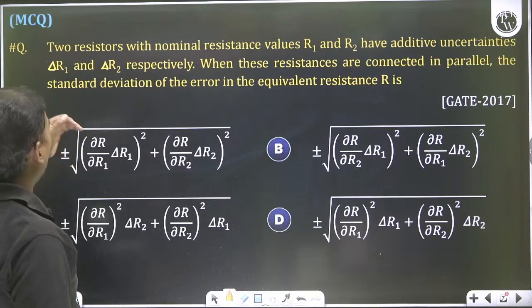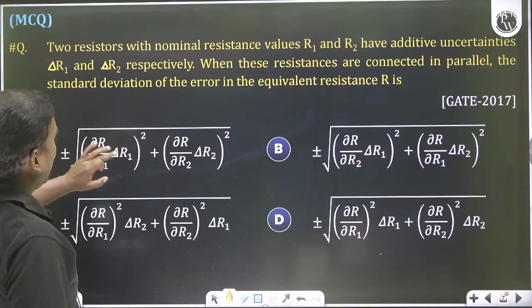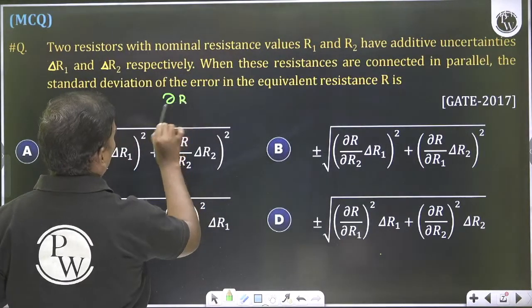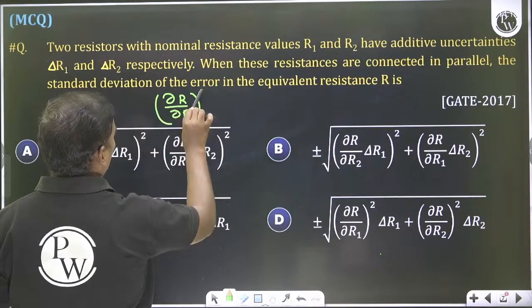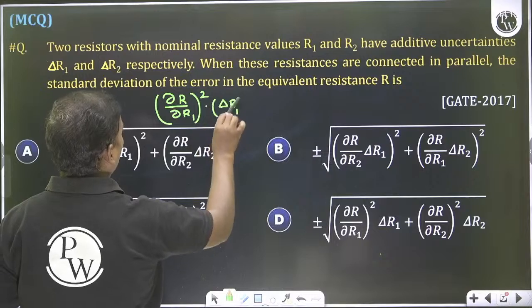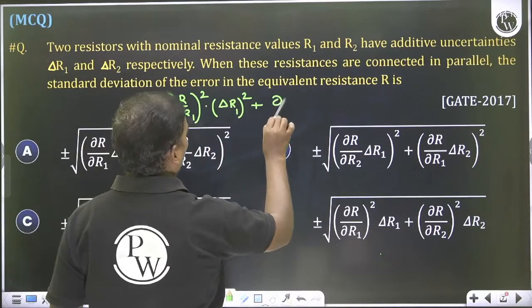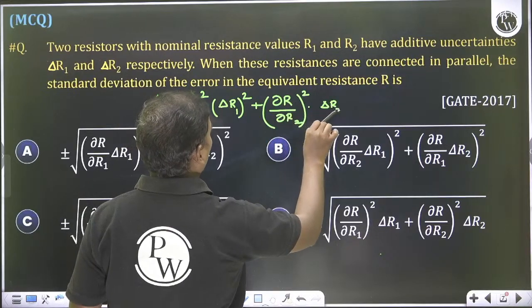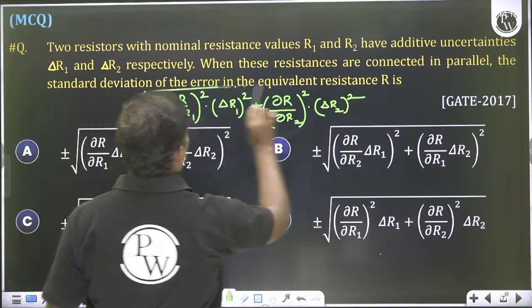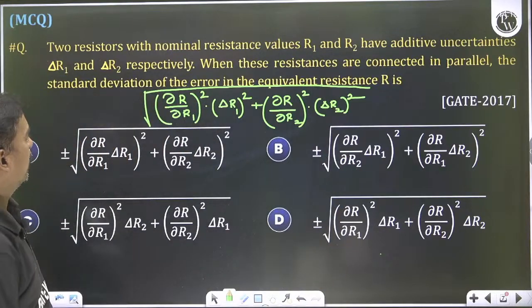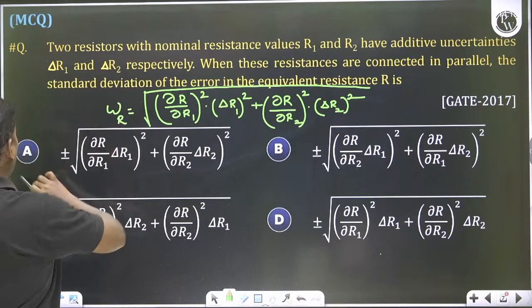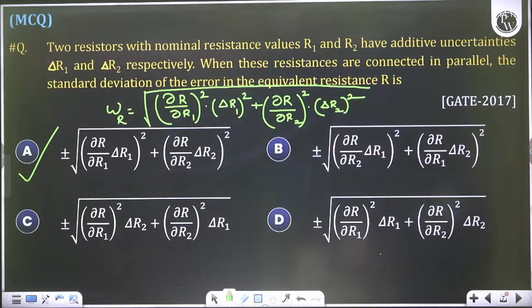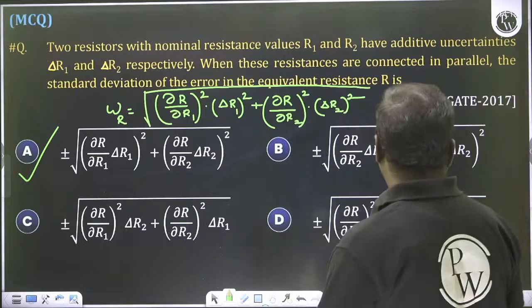So it is dou R by dou R1 whole square. So what will the answer be? The answer could be the square root of dou R by dou R1 whole square, uncertainty in R1 delta R1 whole square, plus dou R by dou R2 whole square and uncertainty in R2 whole square. So that is the uncertainty in R. So option A is the right answer. This question was asked in GATE 2017. Okay, so let us move to the next question.